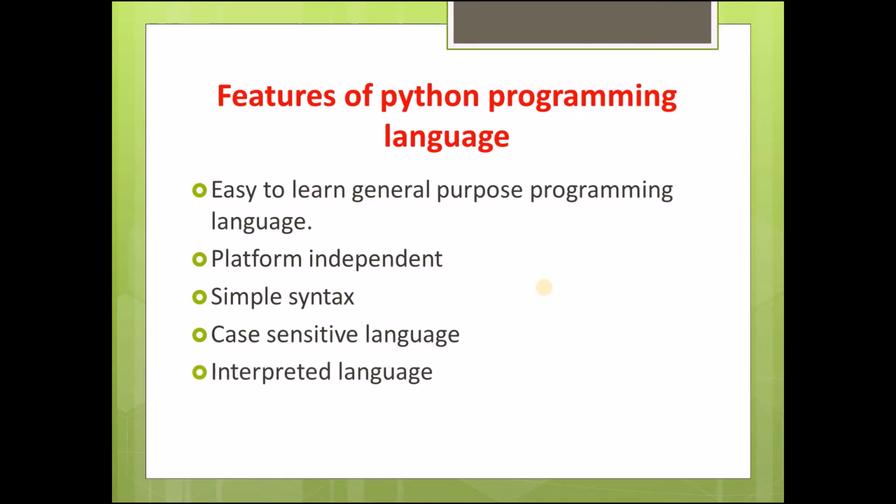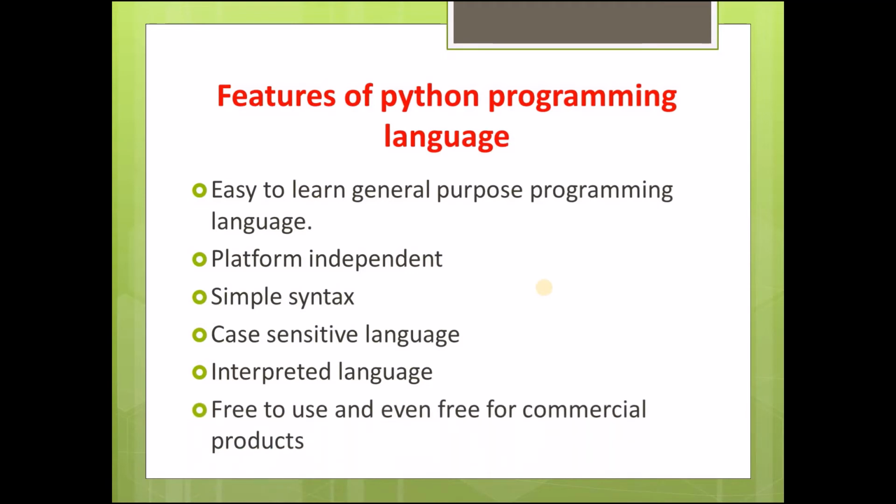Interpreted language. The Python programming language is interpreted. Interpreted means it gets executed line by line. Coming to the next, it is free to use and even free for commercial products. It is freely available for everybody and you can use it for any kind of commercial purpose.